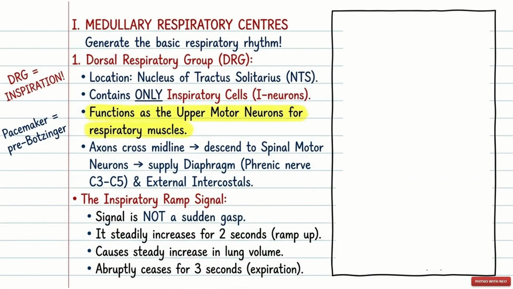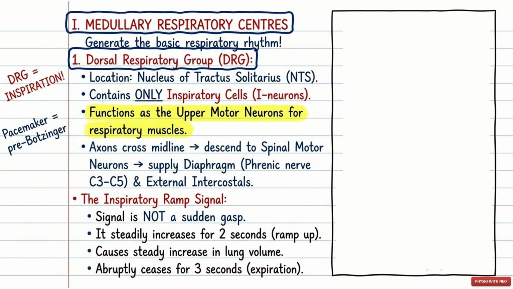Now here comes the third part of the answer, that is the medullary respiratory center. It generates the basic respiratory rhythm. It consists of the dorsal respiratory group of neurons located in the nucleus of tractus solitarius, and it contains mainly I neurons. It functions as an upper motor neuron for respiratory muscles.